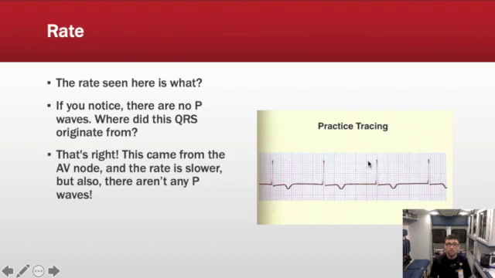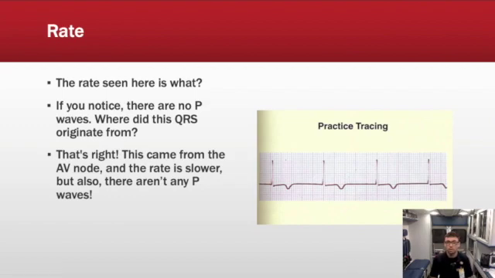We're going to go 300, 150, 100, 75, 60. Okay, so 60 beats a minute. This looks a little off though, right? So our T waves are inverted, and we'll talk about that later. They're upside down or with a negative deflection. If you notice there's no P waves, where did this QRS originate from? That's right, this QRS came from the AV node.